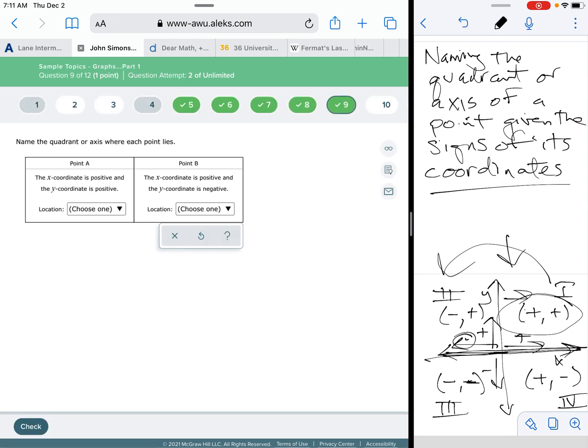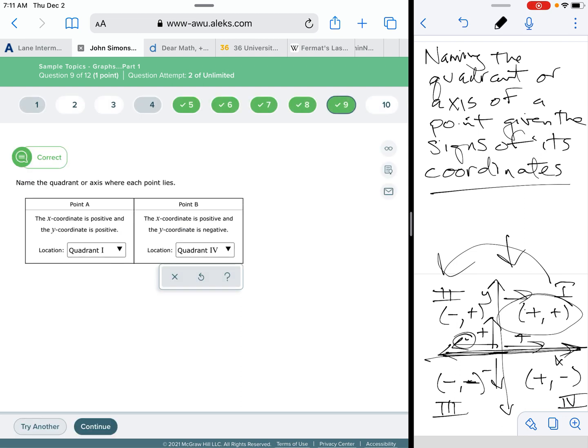All right, this one, the x-coordinate is positive and the y-coordinate is positive. We just did that one, right? So we'll say that's quadrant 1. That's right here. And point B, the x-coordinate is positive and the y-coordinate is negative. Well, my x-coordinates are always positive to the right of the y-axis, so it's either 1 or 4. And my y-coordinates are negative, means it has to be quadrant 4, because in quadrant 1, my y-coordinates are positive. So this would be quadrant 4. All right, let's try one more.